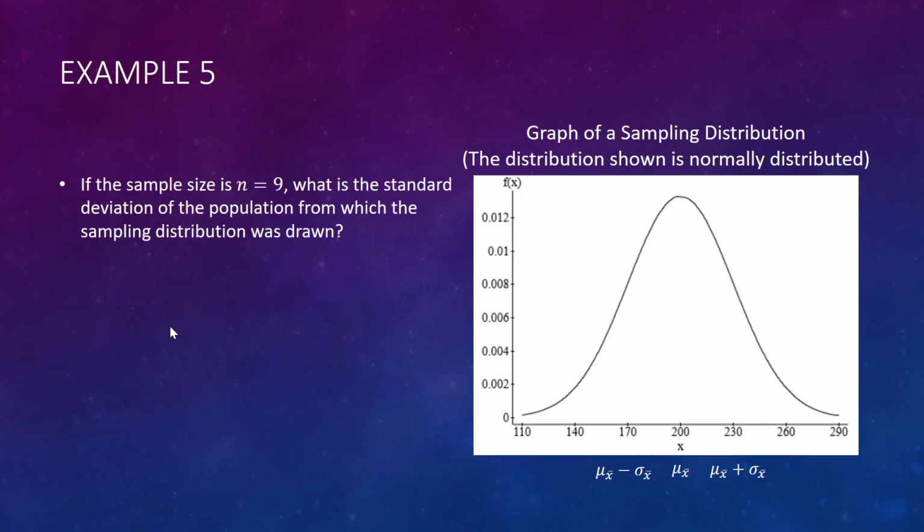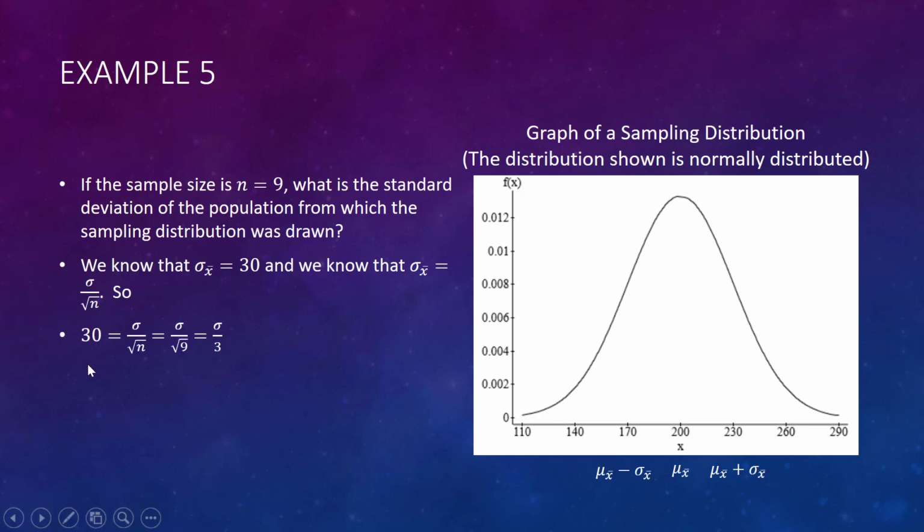If the sample size is n equals 9, what is the standard deviation of the population from which the sampling distribution was drawn? Well, we know that the sampling distribution standard deviation was 30, and we know that the sampling distribution standard deviation is equal to the population standard deviation divided by the square root of n. So we have 30 is equal to the population standard deviation divided by the square root of n. Well, we know n is 9, so then we have 30 is equal to the population standard deviation divided by the square root of 9, which is 3. So ultimately we have 30 equals sigma over 3. To solve this, we need to multiply both sides by 3, and we find that our population standard deviation was 90.